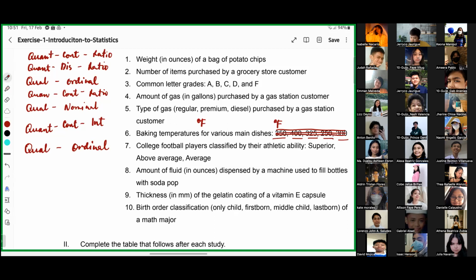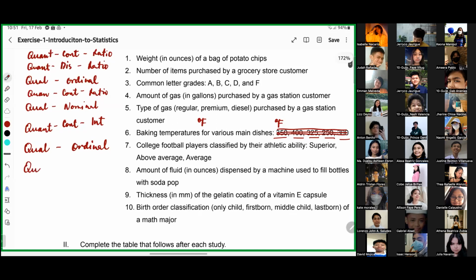Number 8: amount of fluid in ounces dispensed by a machine used to fill bottles with soda pop. Quantitative po. Right? Continuous po yata. Yes. Yeah, continuous because it's amount of fluid. Mini-measure to, remember? And then, ratio po. Yeah, ratio. Thank you po, sir.